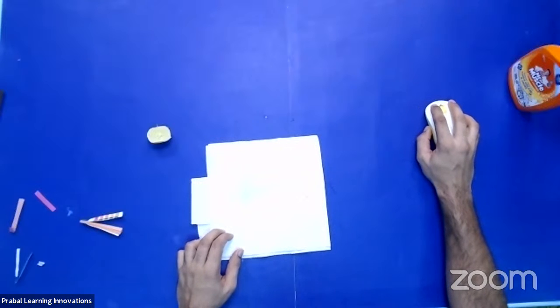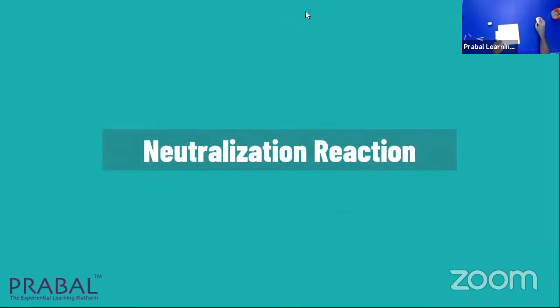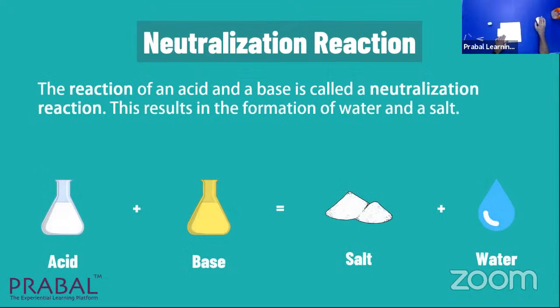So let's go to the presentation. We have neutralization reaction. So what happens when acid and bases react, right? They don't dramatically produce a smoke or something like that. They form a salt and water. So this is called neutralization reaction. It is called neutralization reaction because it neutralizes the pH. So let's understand neutralization reaction with an example.